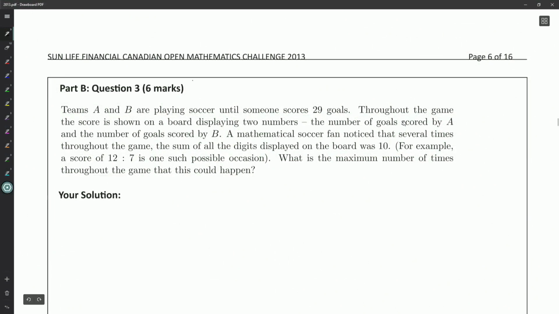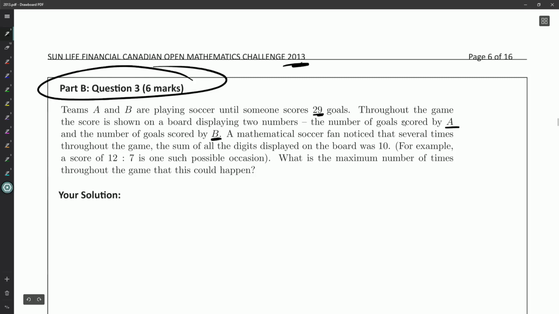We're looking at B3 on our 2013 Canadian Open paper. And what have we got? Teams A and B are playing soccer until someone scores 29 goals. That is going to be a lot of soccer. Throughout the game, the score is shown on a board displaying two numbers, the number of goals scored by A and the number of goals scored by B.